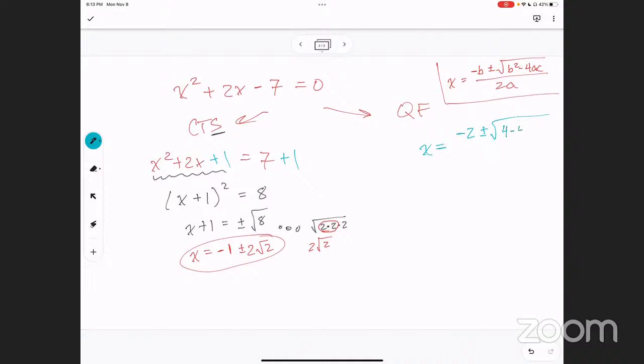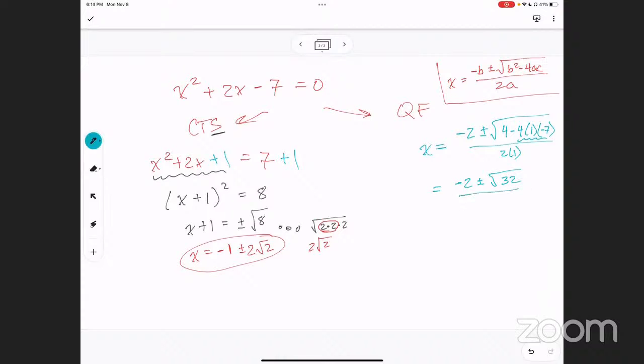Good. Minus 4, what's a? 1. And what's c? -7. Good. All over 2a, which is 1. So now when we're using the quadratic formula, it's just harder to simplify. You've got to do a lot of simplifying. Some people prefer this and some people prefer completing the square. I don't really care. It doesn't matter. What's 4 plus 28? 32.